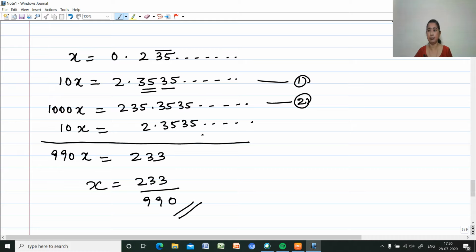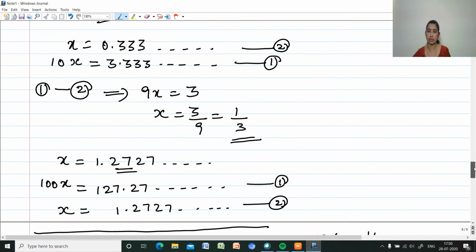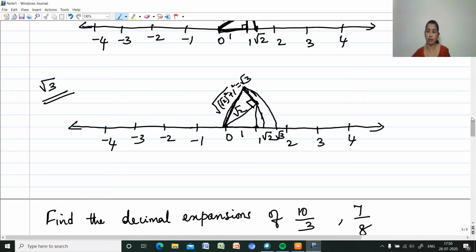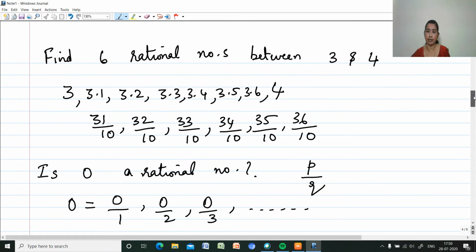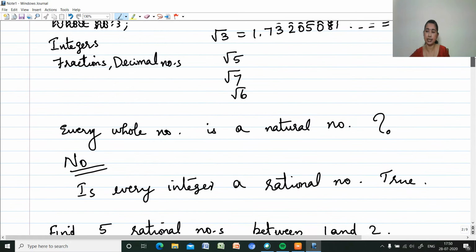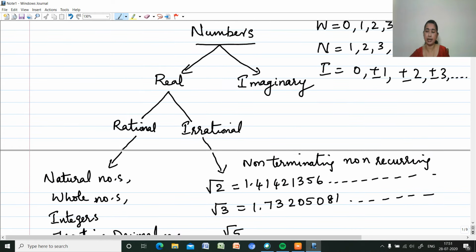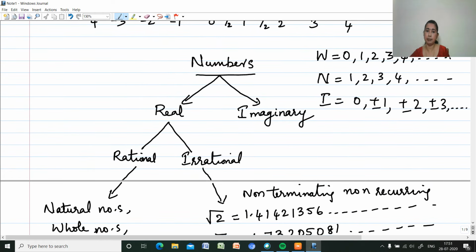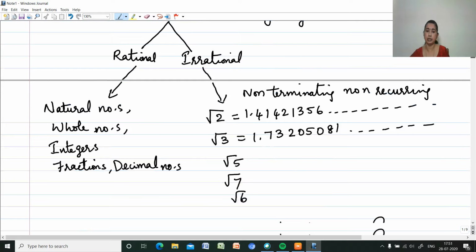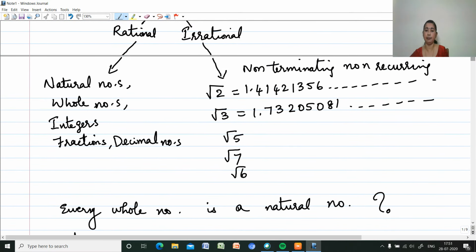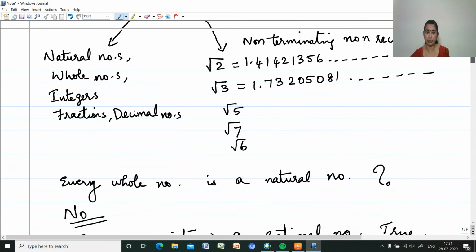So in this chapter, in this video, I discussed how to represent numbers on the number line. All the numbers, that is whole numbers, integers, rational numbers, irrational numbers, etc., come on the number line. And what do you mean by irrational numbers? What do you mean by rational numbers?